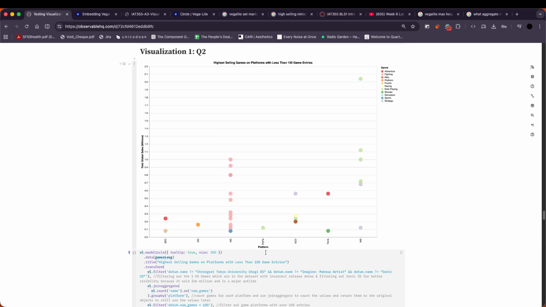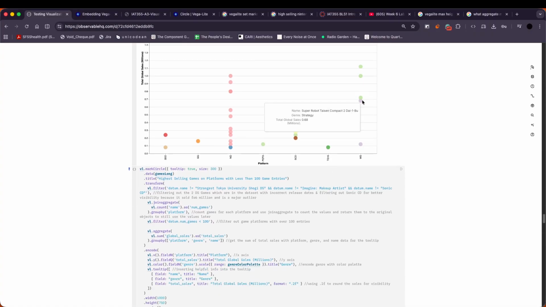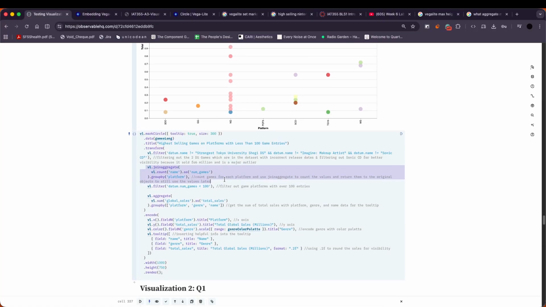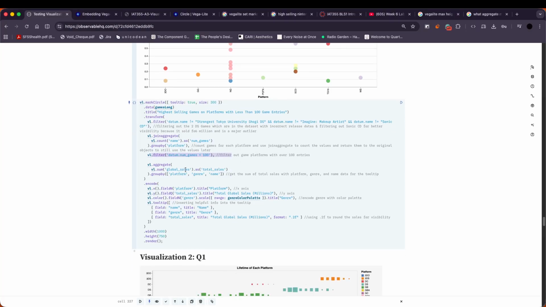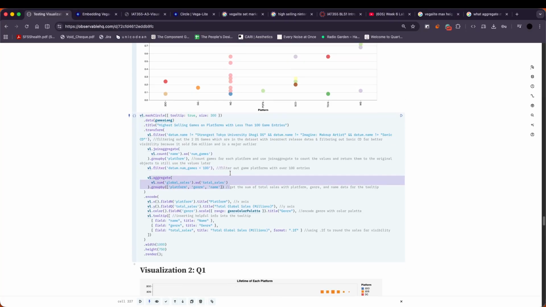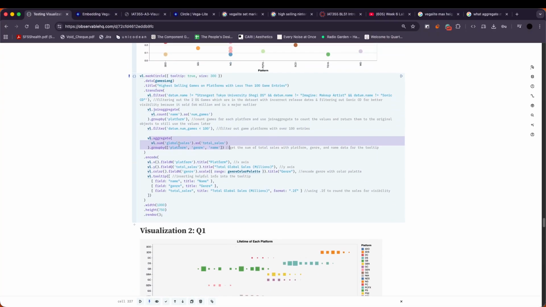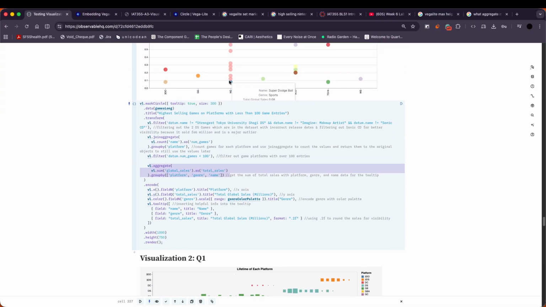So on the y-axis, global sales, on the x-axis, platform, and you can see how essentially in the tooltip, all of these games are right here, easy to look at. It's great. I used join aggregate to get the number of games, filter out the platforms with less than 100 data entries for their games, and then aggregate and sum and group by platform, genre, and name to get the tooltip data.